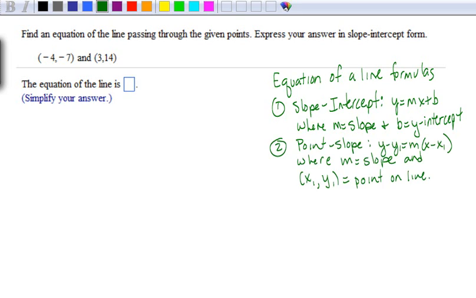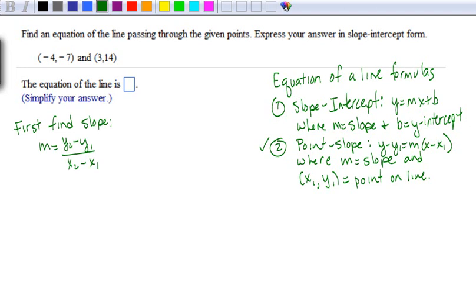Y minus y1 equals m times x minus x1, where m is again the slope, and x1, y1 is a point on the line. So since I have 2 points on the line, I don't have the slope, but I can find the slope, I am going to use the second formula. So the question is, how am I going to find the slope? Well, there's a formula for that also.